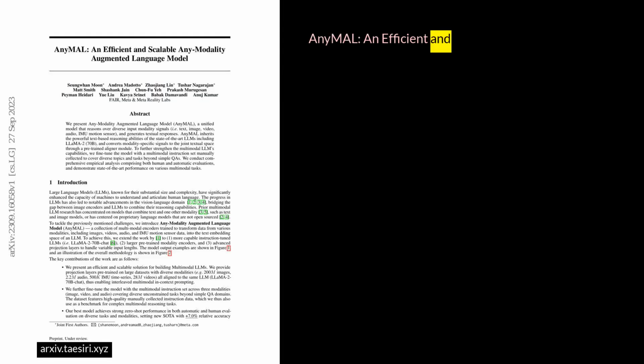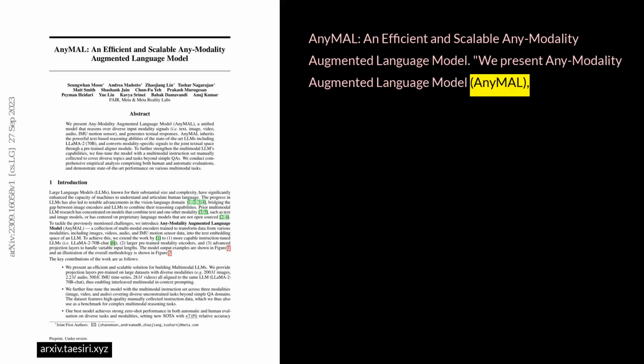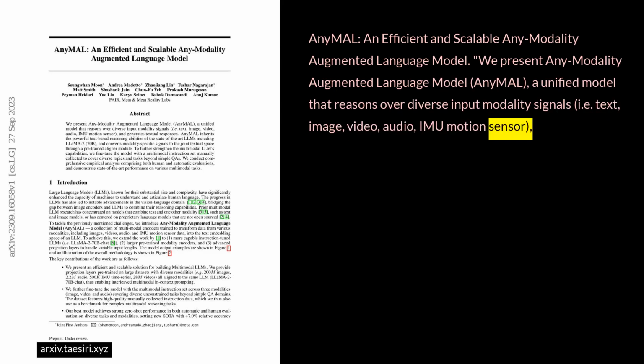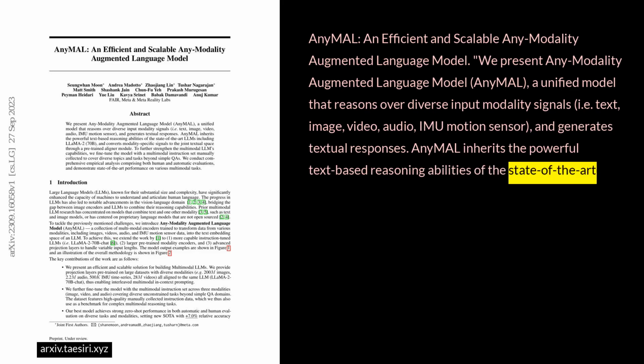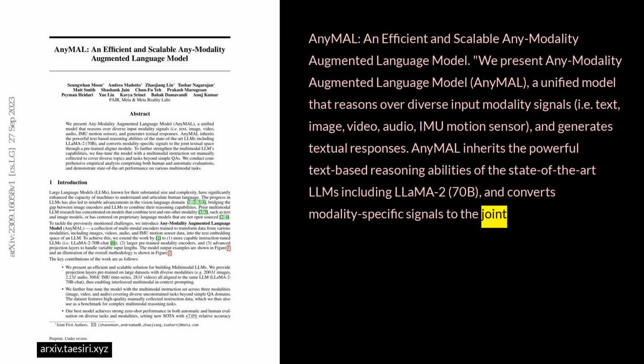AnyMAL, an efficient and scalable any-modality augmented language model. We present Any-Modality Augmented Language Model, AnyMAL, a unified model that reasons over diverse input modality signals, that is text, image, video, audio, IMU motion sensor, and generates textual responses. AnyMAL inherits the powerful text-based reasoning abilities of the state-of-the-art LLMs, including Llama 2 70B, and converts modality-specific signals to the joint textual space through a pre-trained aligner module.